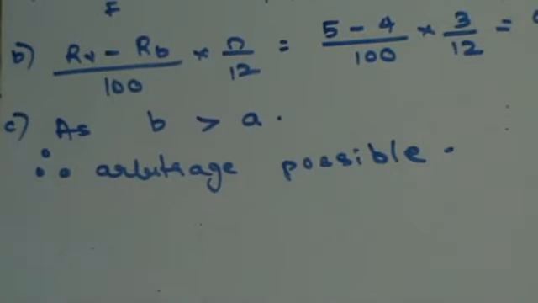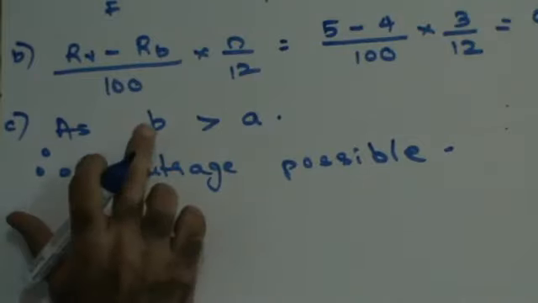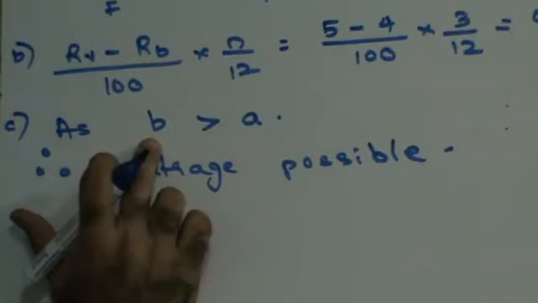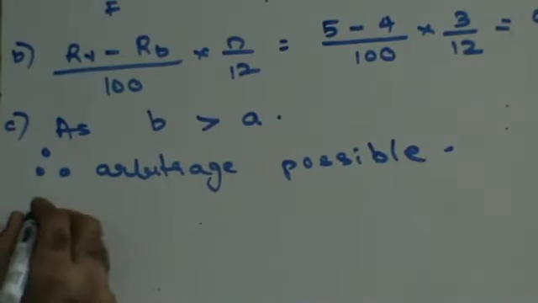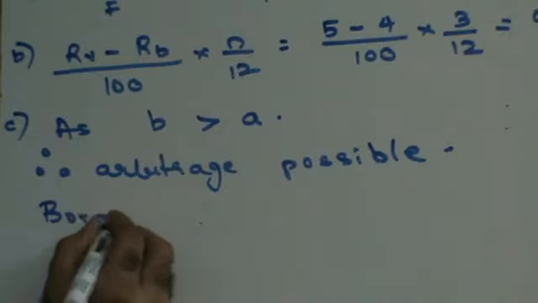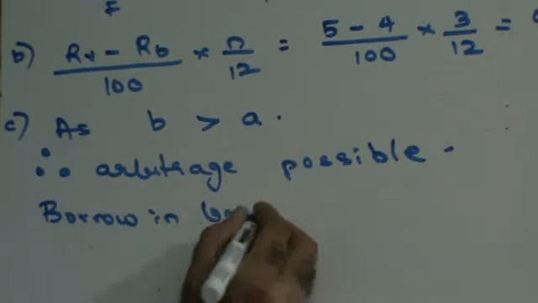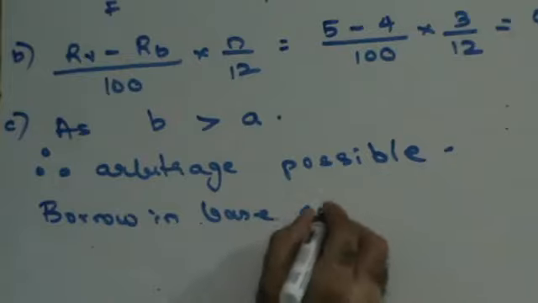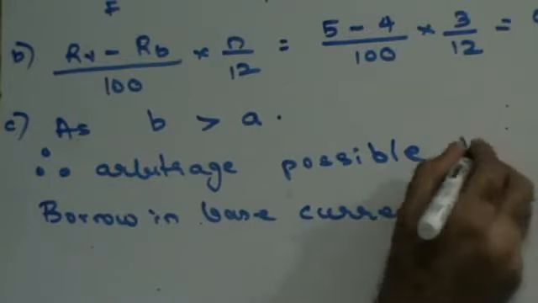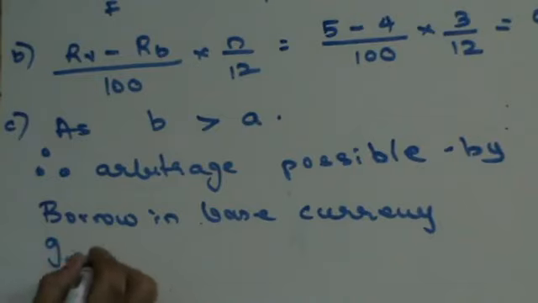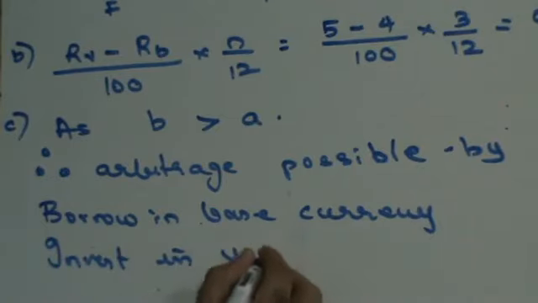Now, how do I make money here? First of all, I should know, is it possible to make money? How do I make money? If B is greater than A, you borrow in base currency and you invest in variable currency. Guys, in the examination hall, how do I remember this? B is greater. B stands for borrow in base. So therefore, borrow in base currency and invest in variable currency.